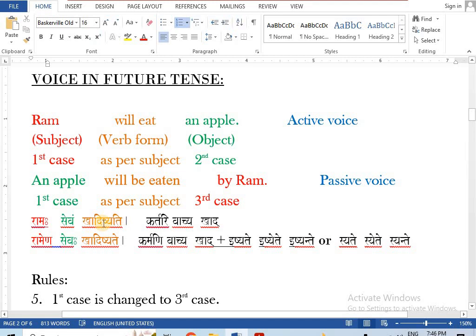Then here you need to use root lakar, second lakar of future tense, root lakar, not first, not lat lakar, because it is future. So Ramaha as subject, first case, right? Sevam, object, second case, and the verb form is root lakar, second case, root lakar. Khadishyati. Now why shyati only?